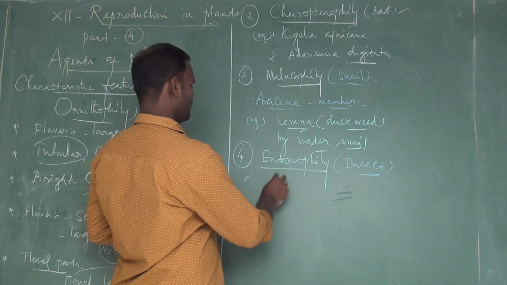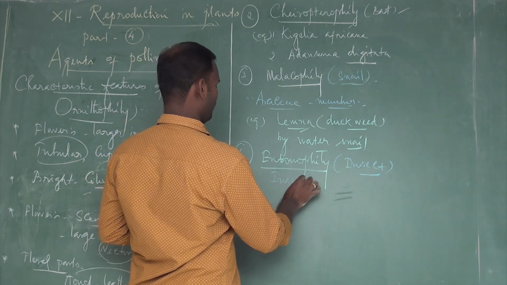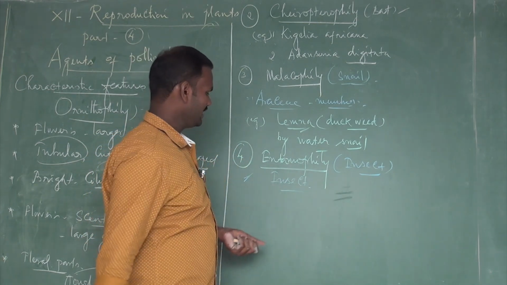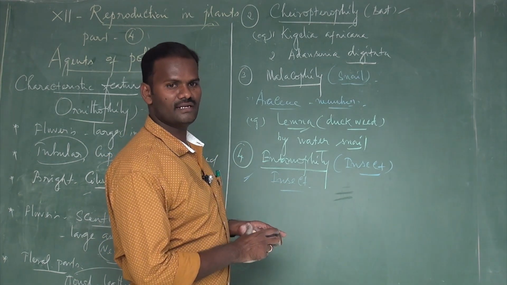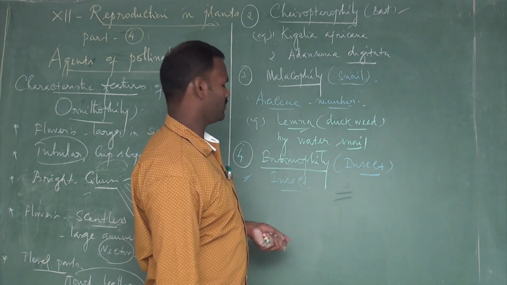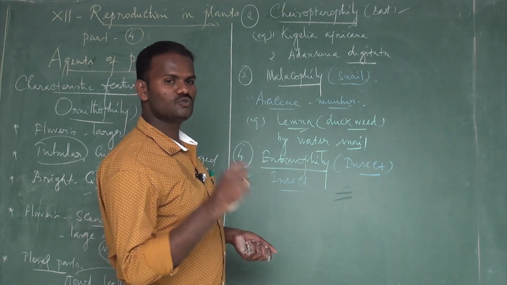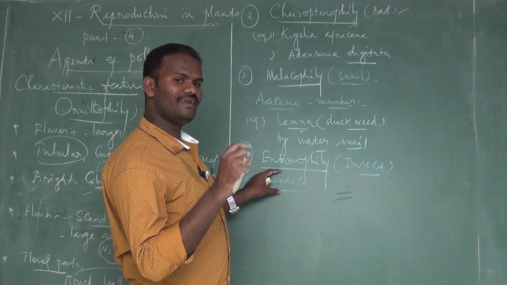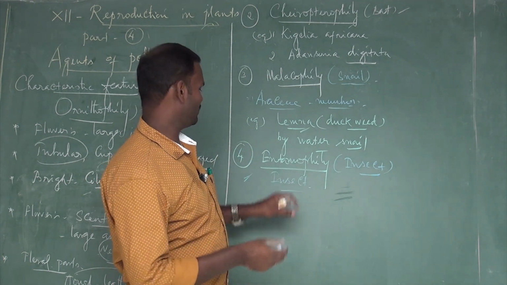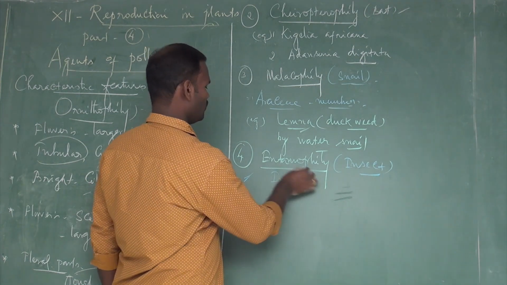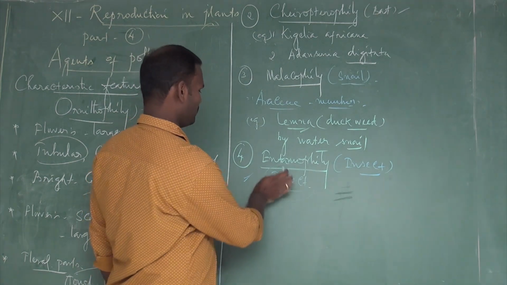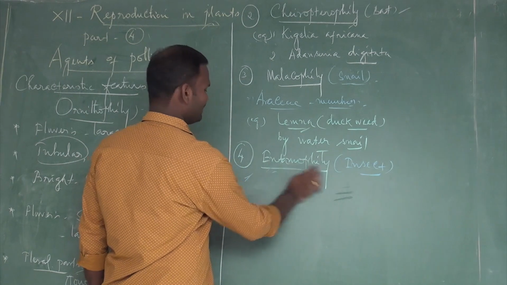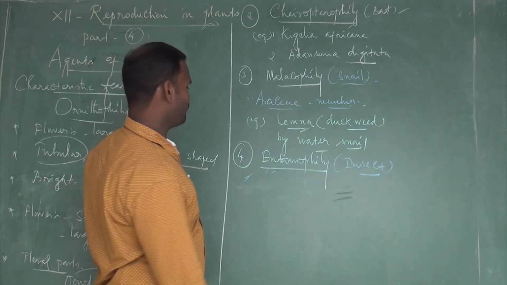Among these, insects are the most numerous pollinators, the chief source of pollinators involved in pollination of flowers. They are well suited for this purpose. The majority of angiosperms are well adapted for insect pollination. So this is the most common type of pollination, insect pollination. Next, what are the characteristic features of insect pollinated flowers?